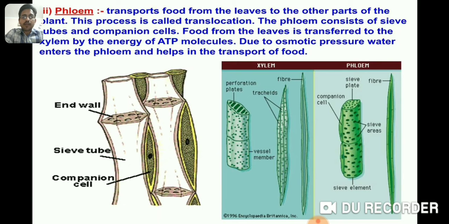There is no energy requirement for the transportation of water in xylem, as xylem is a dead tissue. But because most of the components of phloem are living, and living tissues require energy, ATP molecules, which are called the energy currency of a cell, provide energy for this purpose. Due to osmotic pressure, water enters the phloem and helps in transportation of food. Food through the phloem is transported in both directions.